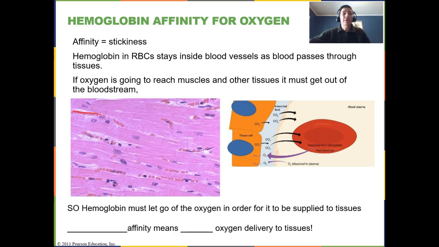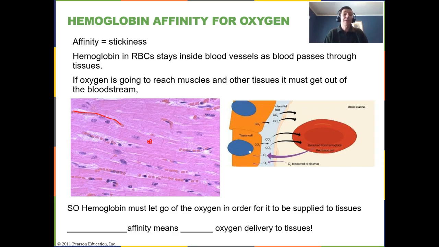So here's a blood vessel. Yay, I can draw. And there's your red blood cells. They stay in here. If you want oxygen to get here, then the oxygen is going to have to detach from the hemoglobin and diffuse into the tissue.